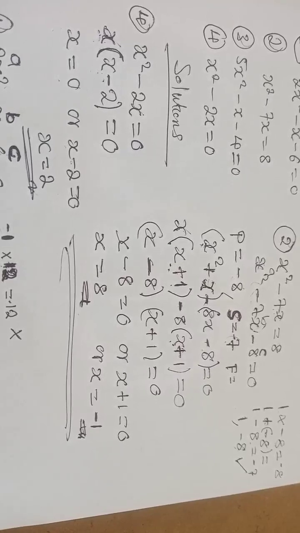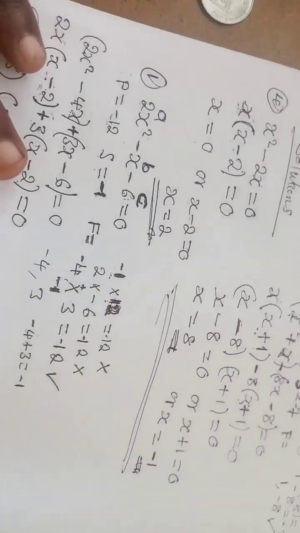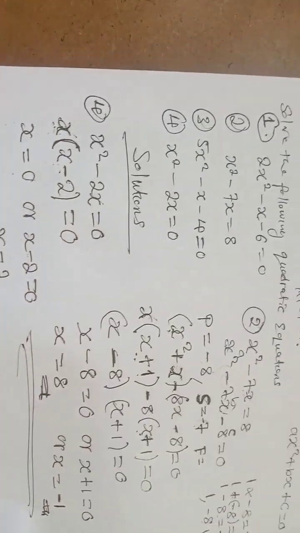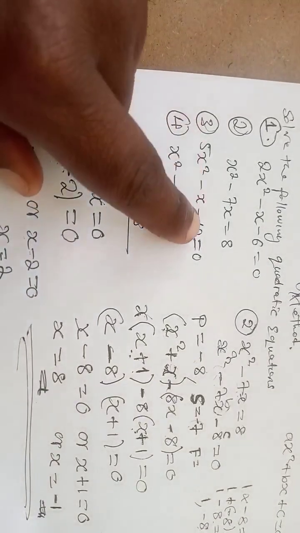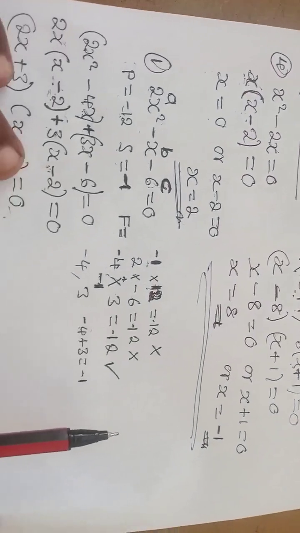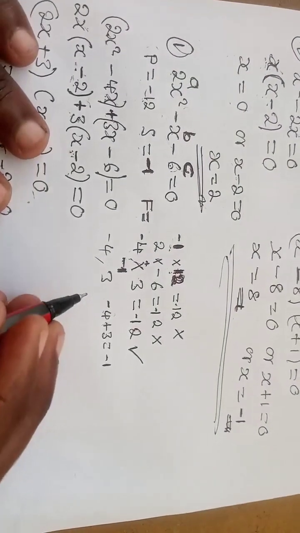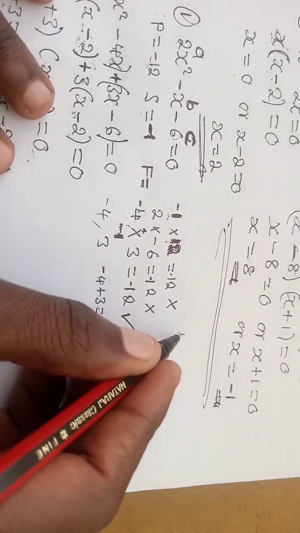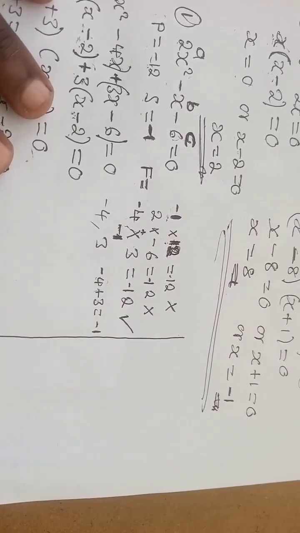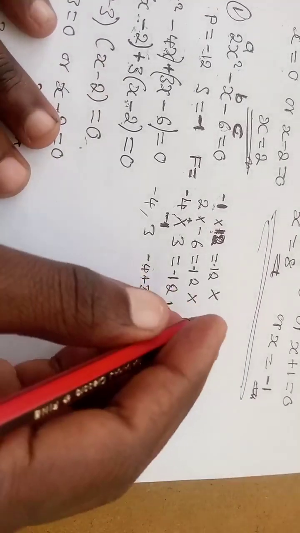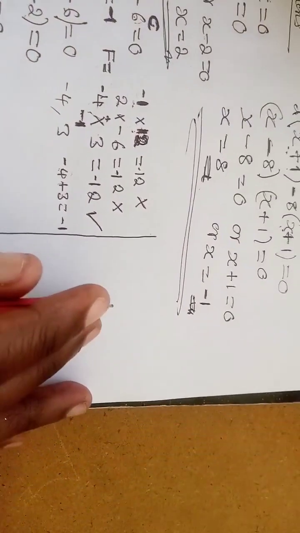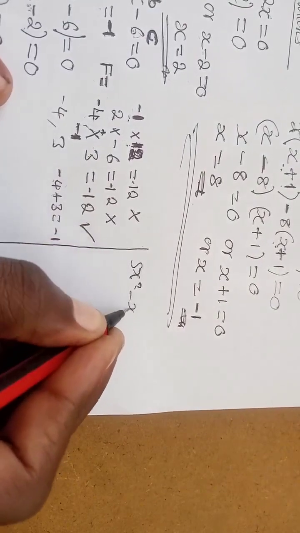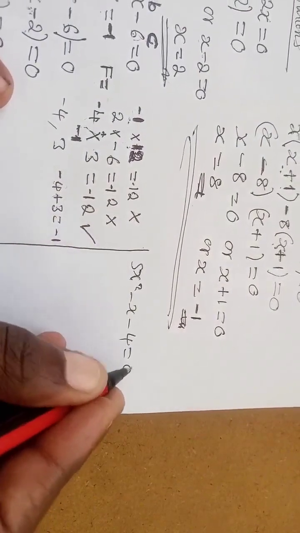So we actually have the last question. We have the last question. And the last question is this one. So I'll find it here, from here. Okay, so the last question we have is 5x squared minus x minus 4, okay, equal to 0.